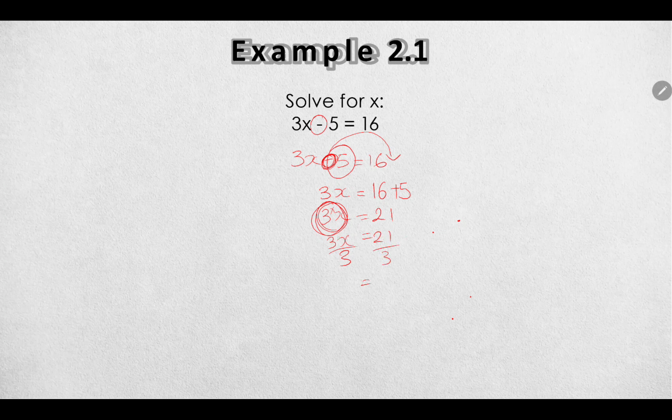Now, once you divide 3x by 3, the 3s get cancelled out and leave the x by itself. And 21 divided by 3 is what? 7. Therefore, the answer for 3x take away 5 equals 16: your x is 7.